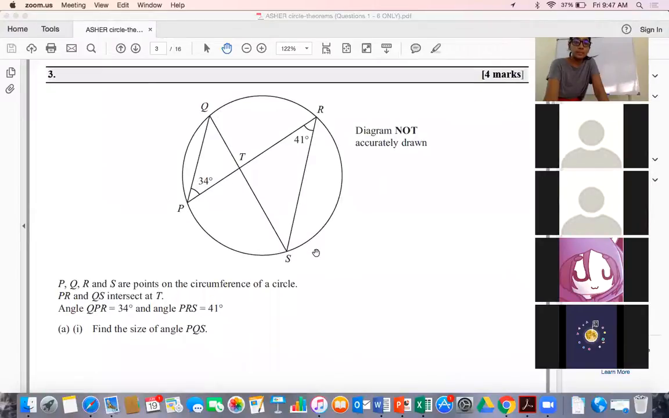Okay, number 3. P, Q, R, and S are points on the circumference of the circle. PR and QS intersect at T. Angle QPR is 34, angle PRS is 41. Find the size of angle PQS. Okay, I got 41 degrees, sir. Yeah, I put 41 also. You should get 41. This is the bow tie rule again.